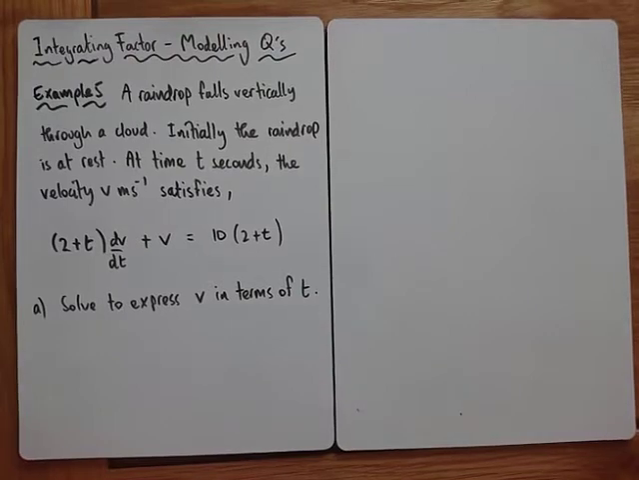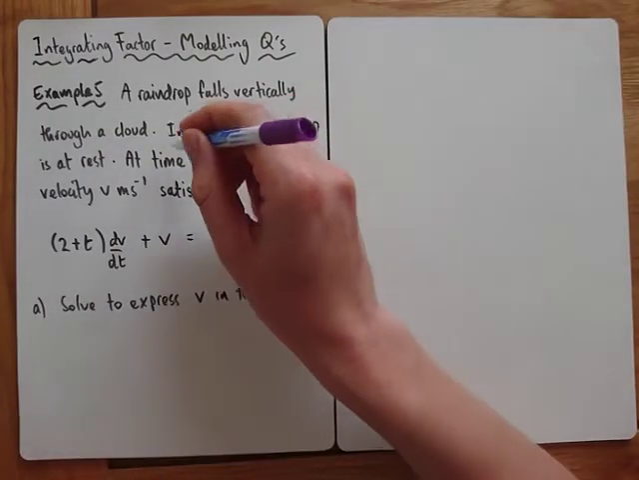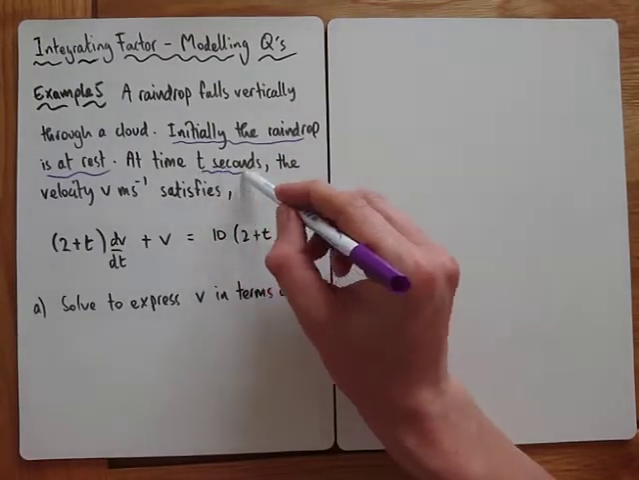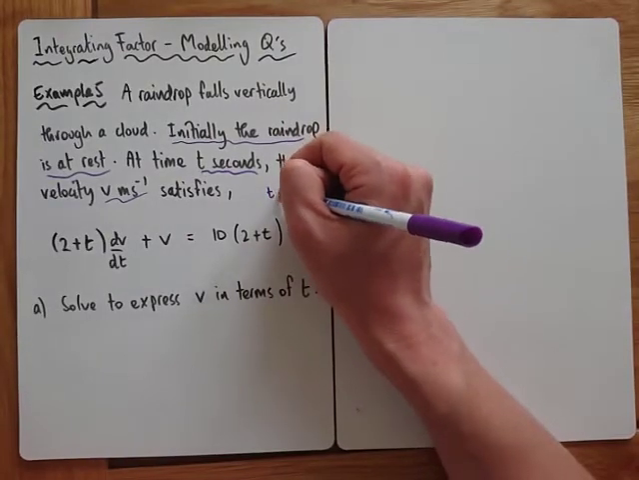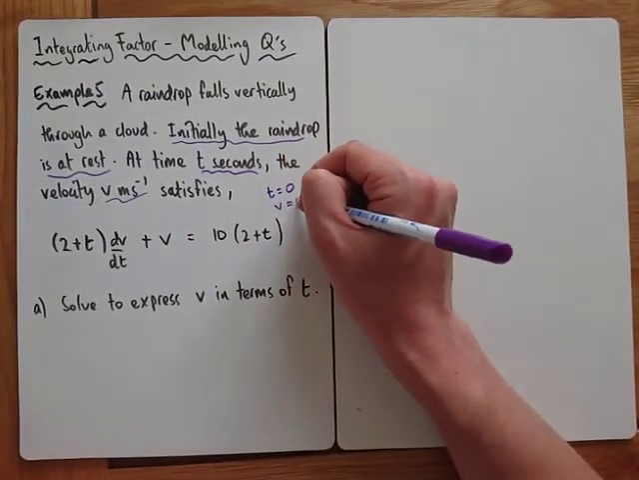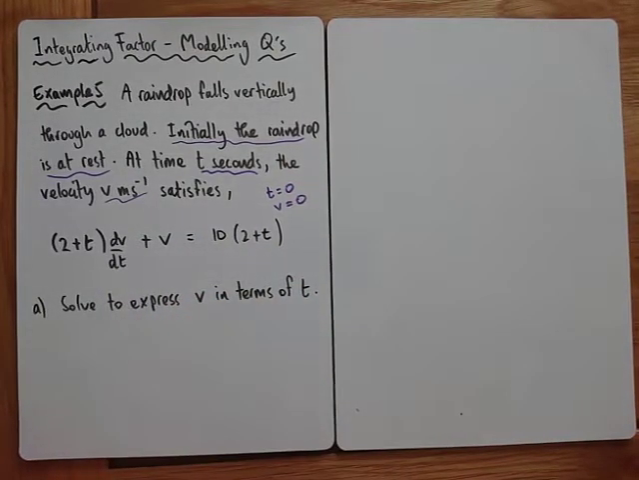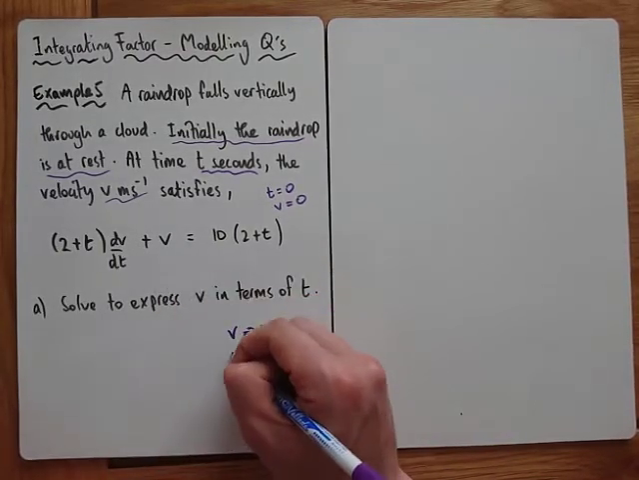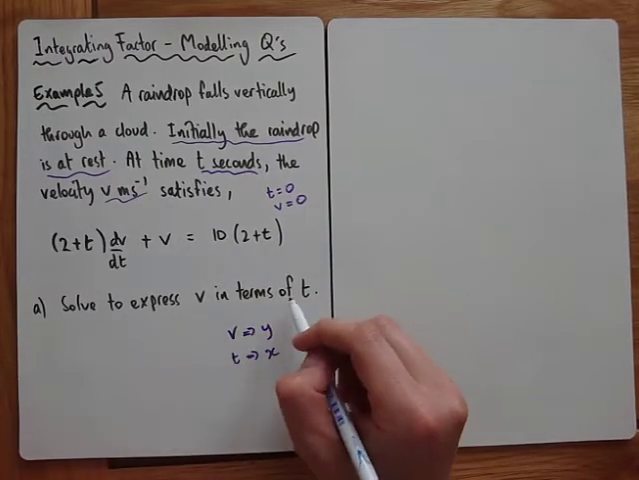Okay, example 5. We've got a raindrop falls vertically through a cloud. Initially the raindrop is at rest. Time is measured in seconds. Velocity is in meters per second. So straight away we know that when t is equal to 0, v is equal to 0. And again, you might want to try and link this back with the x's and the y's if you're more familiar. v is what's going to map onto y, and t is what we normally refer to as x. Okay, so it says solve, express v in terms of t.